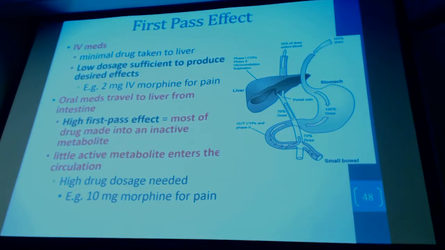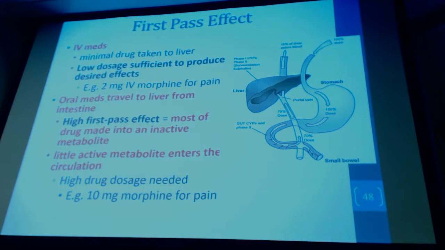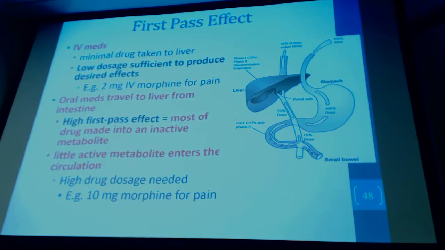As drugs circulate through the liver, that's where the enzymes metabolize them. If you give a drug IV, there's very little metabolism of those drugs because they miss what we call that first pass effect. That first time going through the liver is where most of the metabolism takes place. So, you give it IV, your patient's in pain, 2 milligrams of morphine IV, their pain is now manageable.